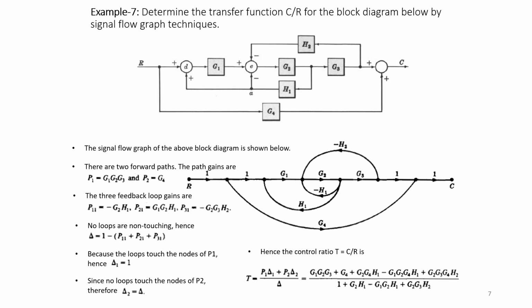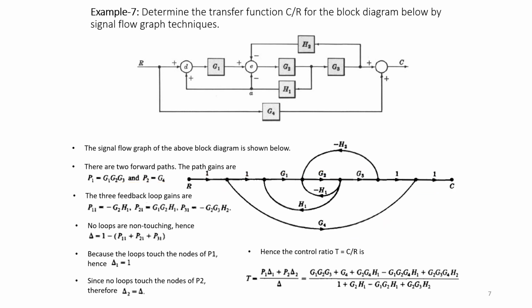Now coming to the forward path, so I'm starting like this, I'm directly going here from R to C. So the gain that comes here is G1, G2, G3. Now another forward path is directly I'm starting from here and I'm reaching my node like this. So the gain here is G4. So these two are taken as P1 and P2. So P1 is G1, G2, G3. P2 is just G4.